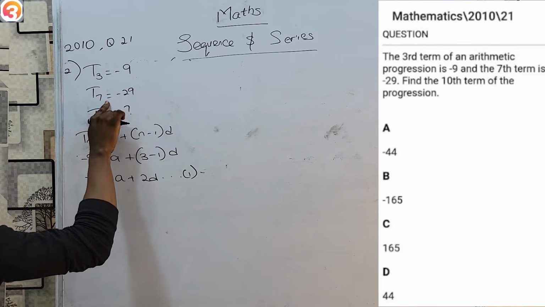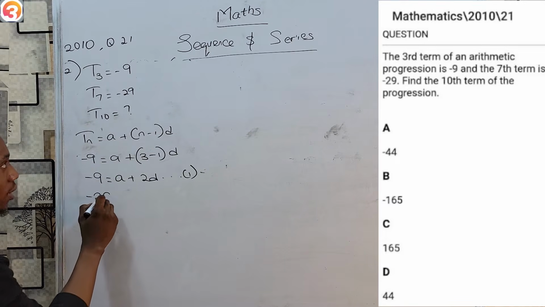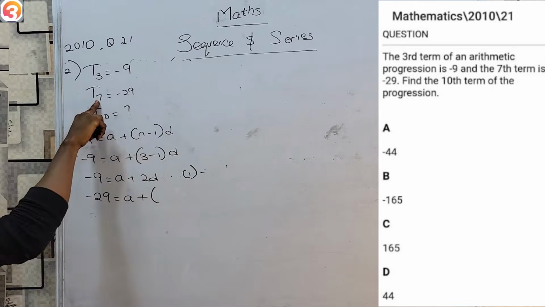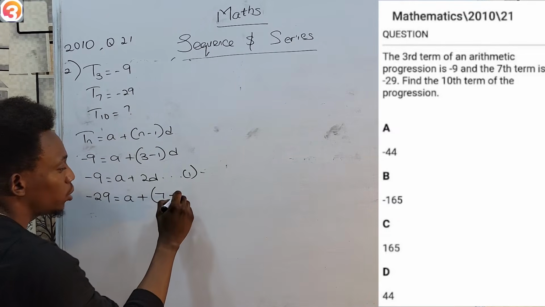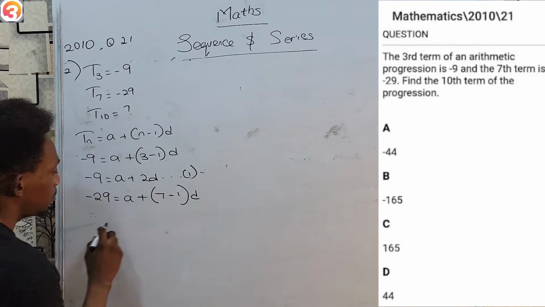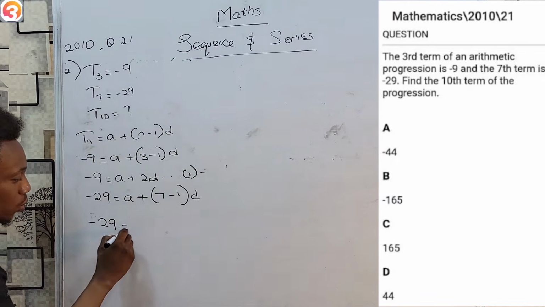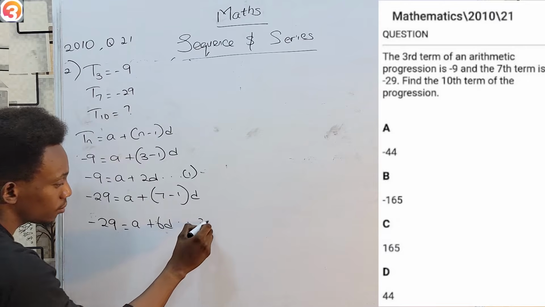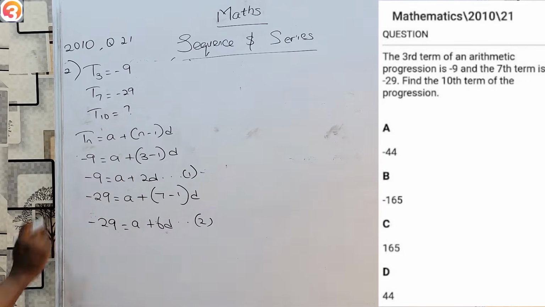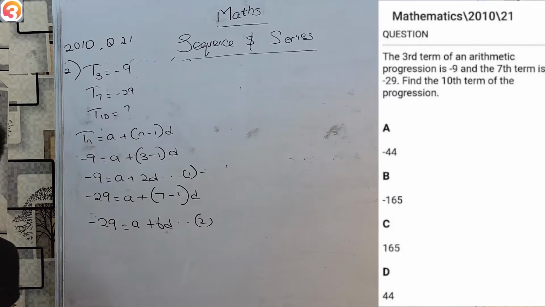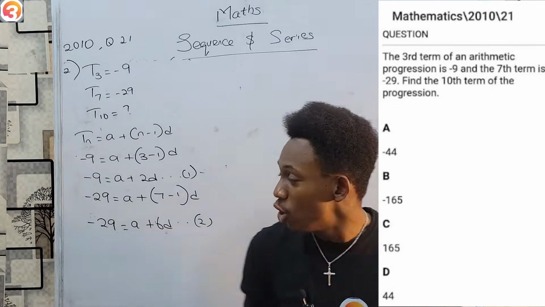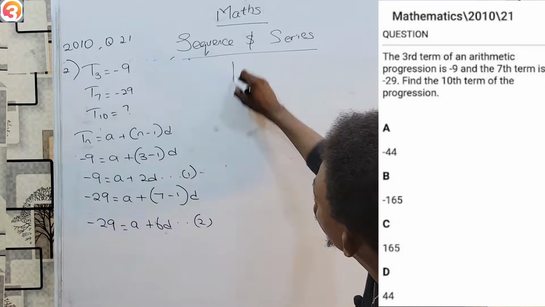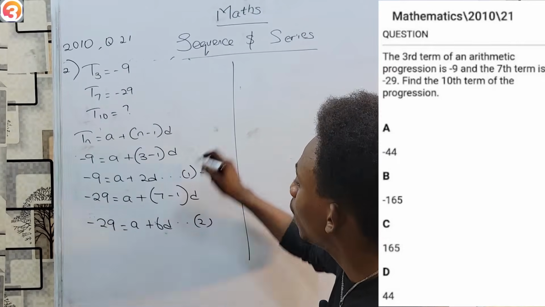At T7, I know T7 is minus 29 equals a plus, again, I'm looking for the seventh term, so that becomes 7 minus 1 times d. So minus 29 equals a plus 7 minus 1, 6d. And just like this, I could not proceed. But now looking at both of them together, that should tell me that this must be a simultaneous equation. And so let's write them again.